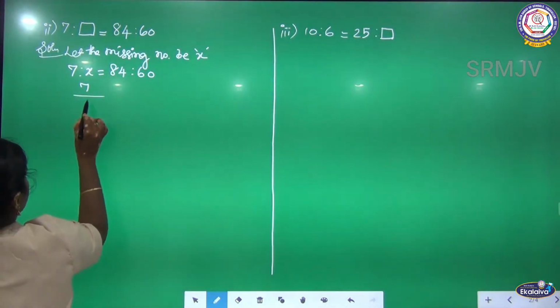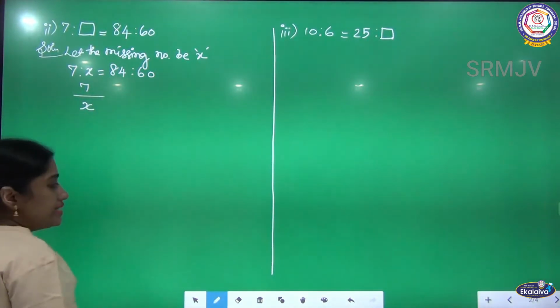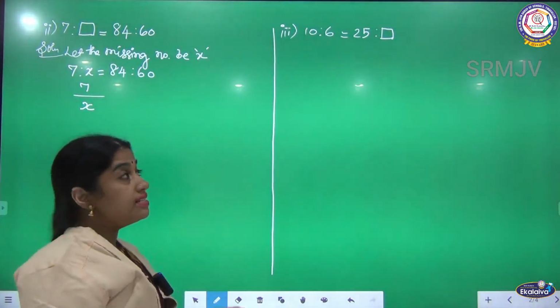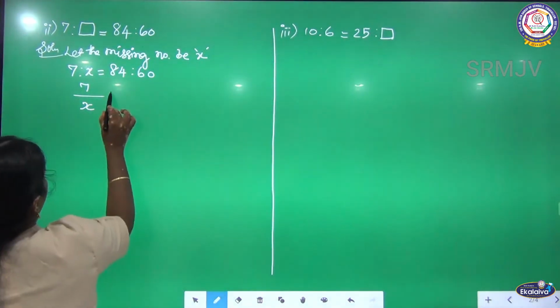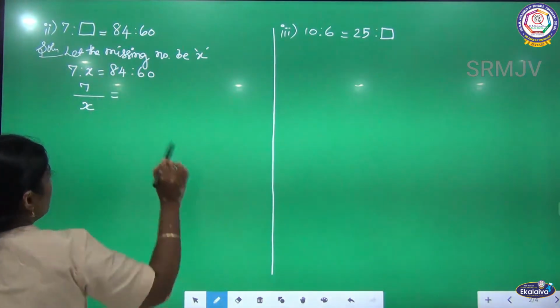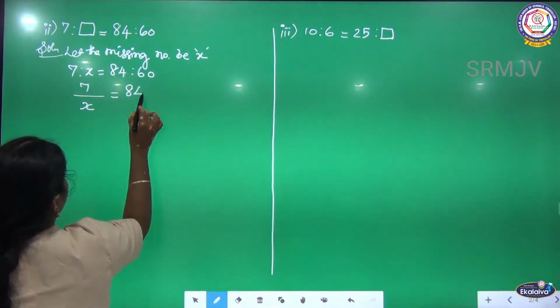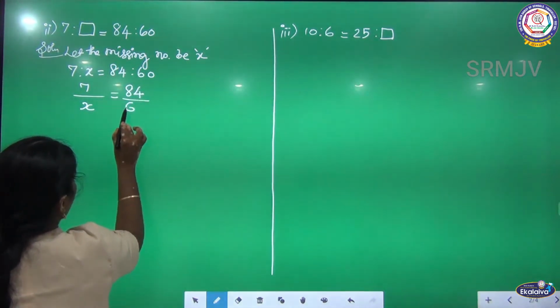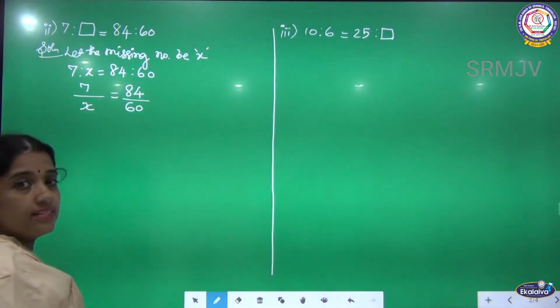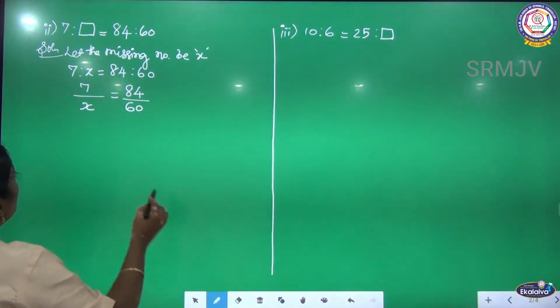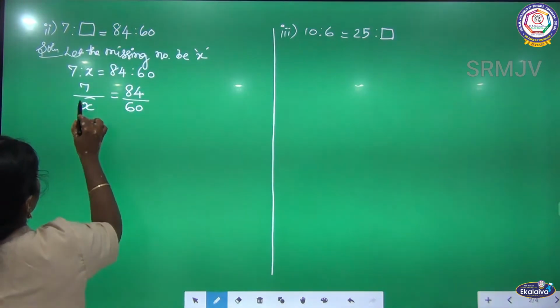Now write 7 by x. I can write 7 is to x as 7 by x, and equal to, and 84 is to 60 I can write as 84 by 60. Is it clear? Now I am going to find out this x value.